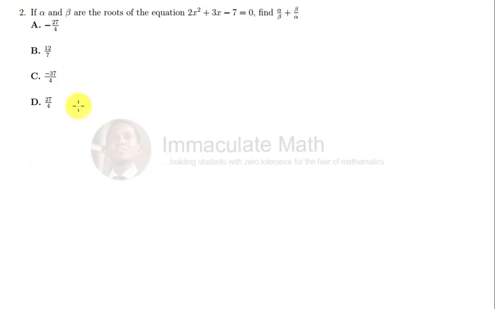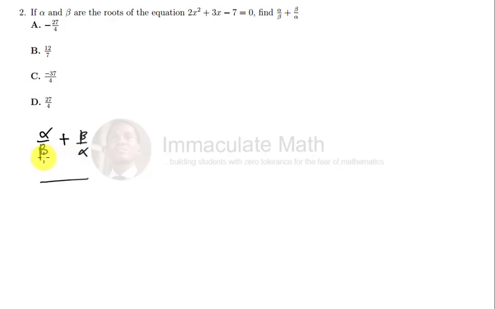In this question, it said that if alpha and beta are the roots of the equation 2x squared plus 3x minus 7 equals 0, they asked us to find the value of alpha over beta plus beta over alpha. Okay, the very first thing that might come to your mind is to simplify this expression over here. So let's do that.